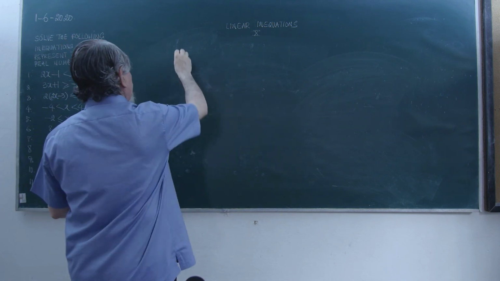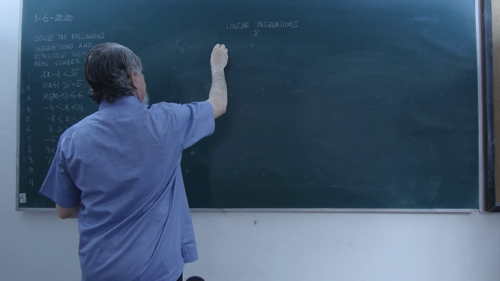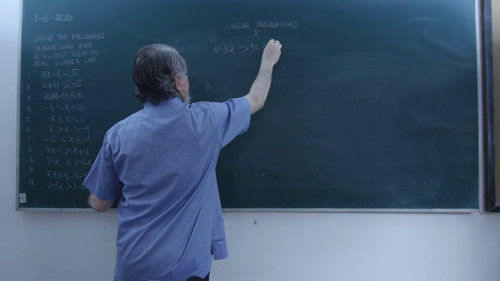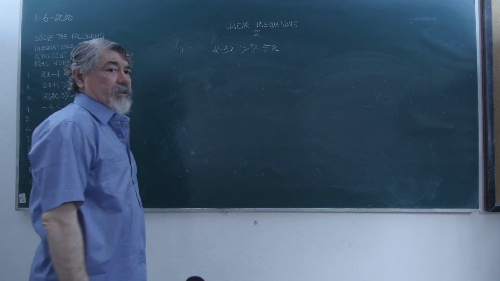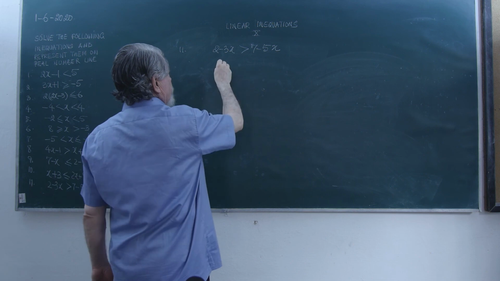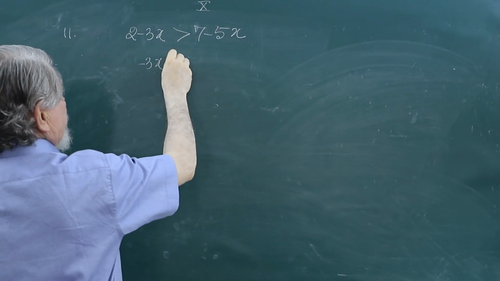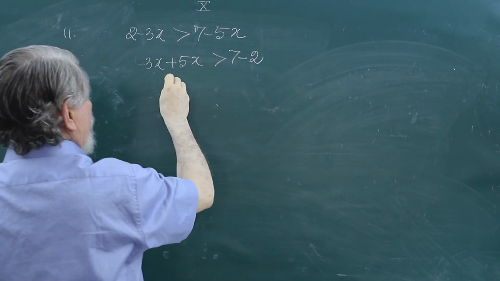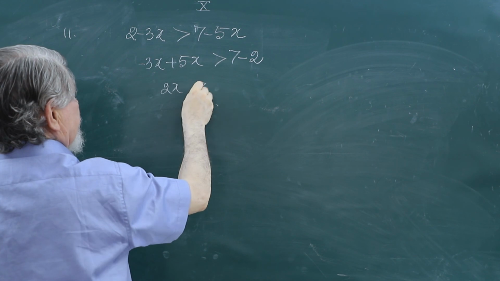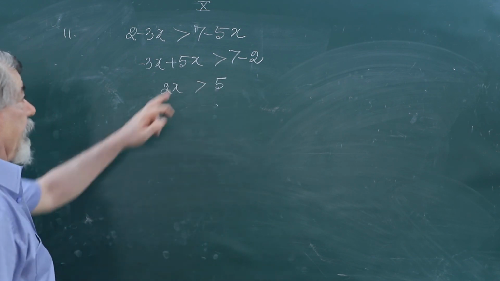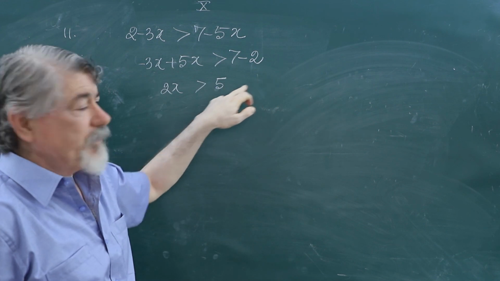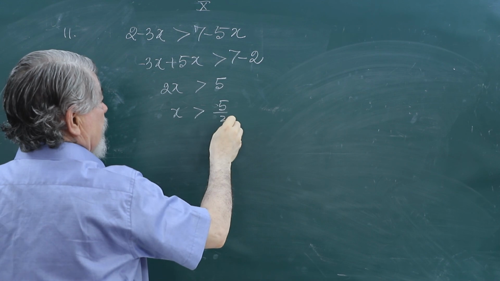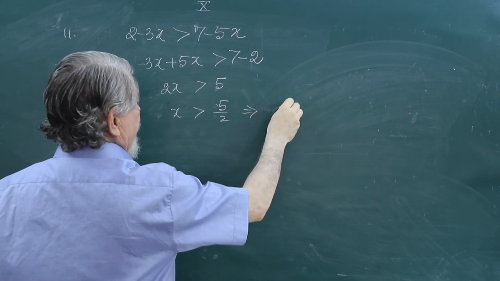Question number 11: I have 2 minus 3x is greater than 7 minus 5x. So let's bring the x terms to one side. Minus 3x plus 5x is greater than 7 minus 2, or 2x is greater than 5. 5x minus 3x is 2x, 7 minus 2 is 5, so x is greater than 5 upon 2, that is, x is greater than 2.5.